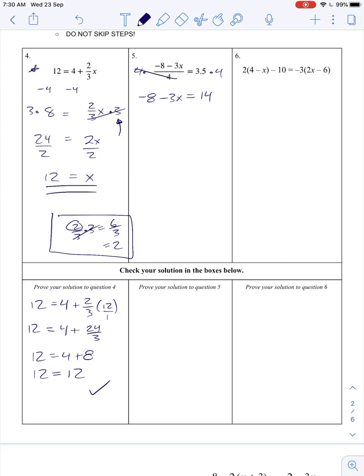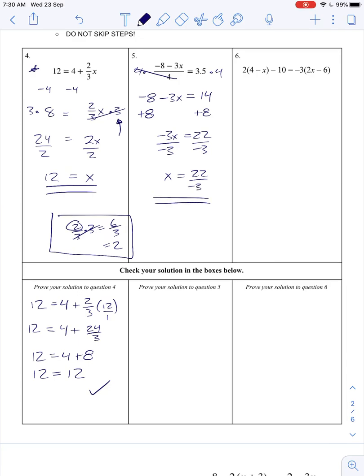And if you can do that mentally, great. If not, you can work that off to the side somewhere. Now I'm just going to try to isolate the x. So I'm going to add 8 to both sides, and that's going to give me 22, and then divide both sides by negative 3. And now at this point, I'm just going to leave it as 22 over negative 3.